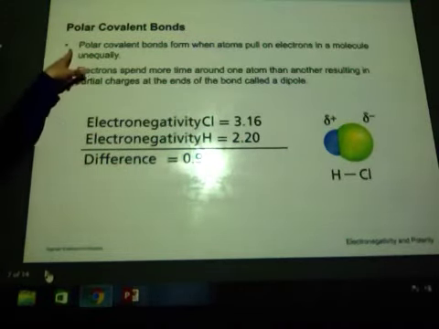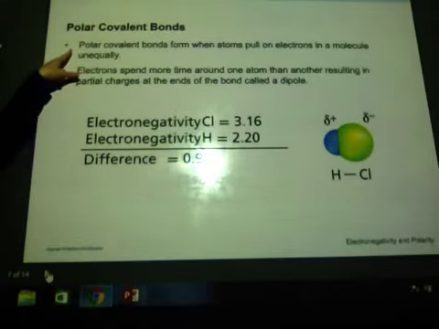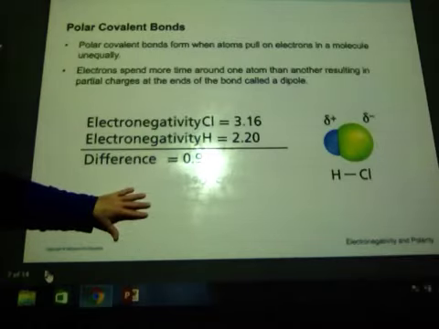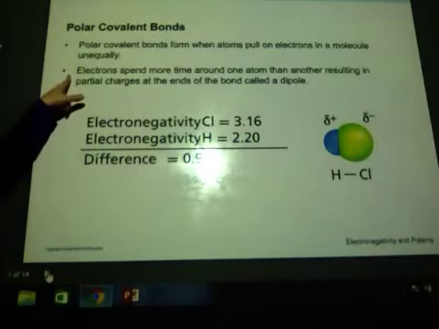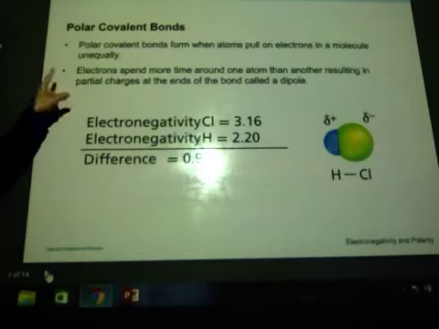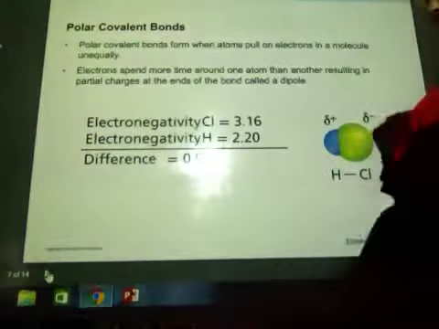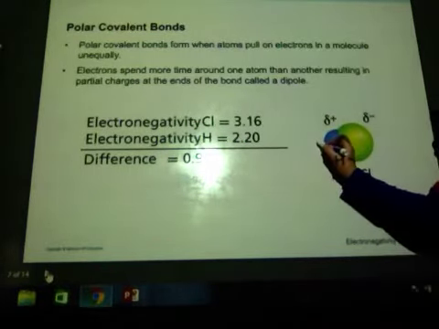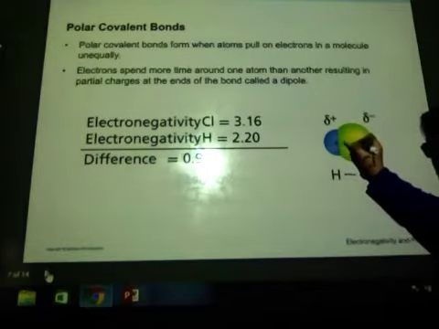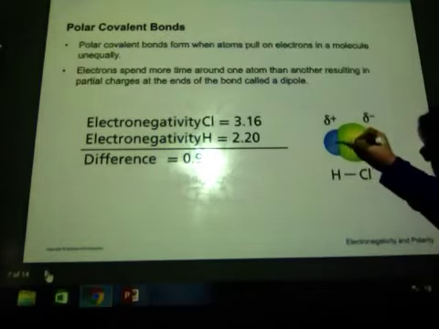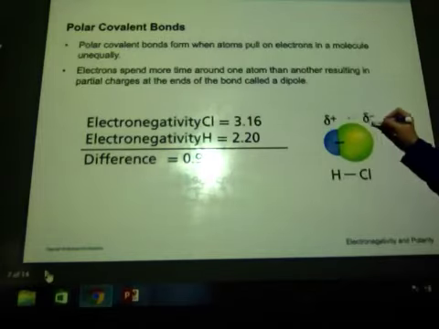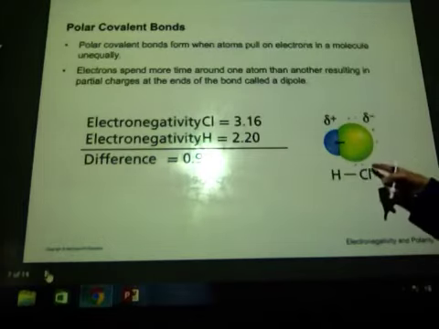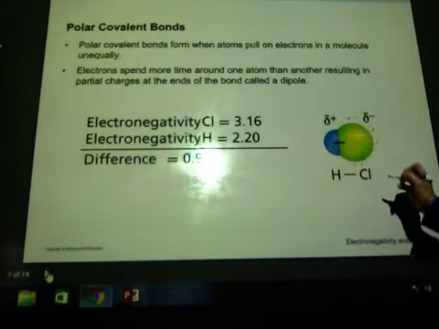Polar covalent bonds form when atoms pull on electrons in a molecule unequally. So the water example that I did was an example. And what that means is electrons spend more time around one atom than another. That's why it's unequal. So if I have hydrogen and chlorine, hydrogen has how many valence electrons? One. And it's going to go right here to make a bond with chlorine right there. But chlorine also has 2, 4, 6. It has 6 other electrons besides this one.